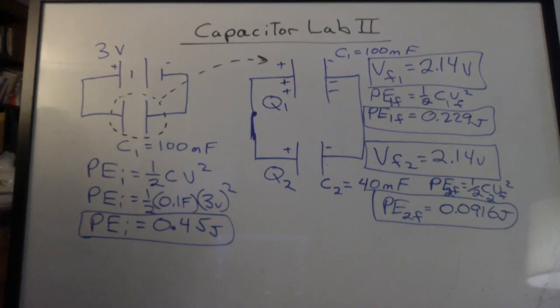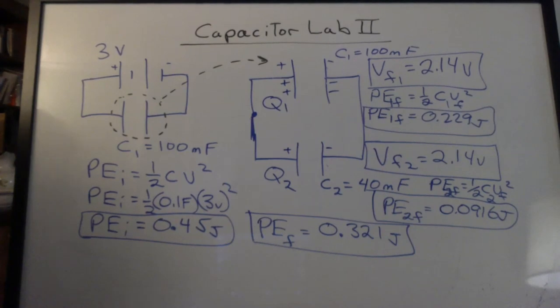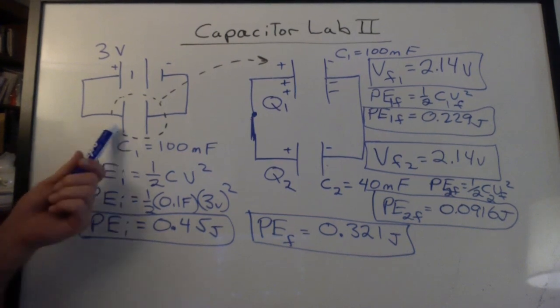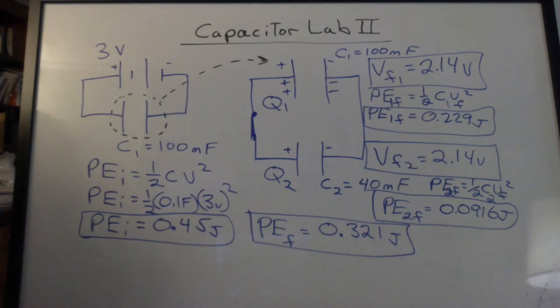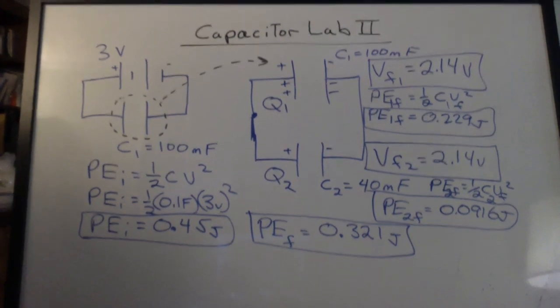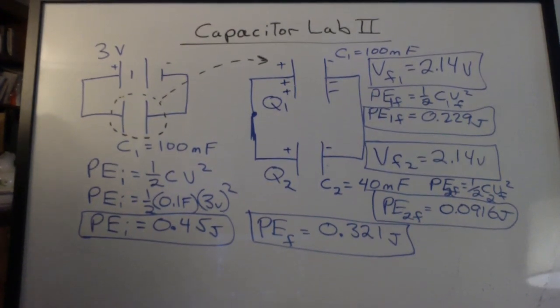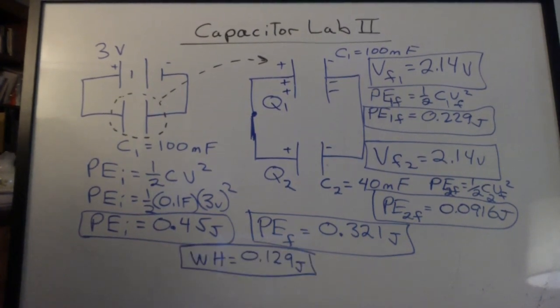Well, what do these energies add up to? Wait a second, 0.321 joules? What happened? We had an initial potential energy, and then we had 2 final potential energies. Where do you think the rest of it went? Had to be waste heat. It can't really be kinetic energy. We don't factor in kinetic energy with the electron moving in a circuit. There has to be waste heat to account for this difference.